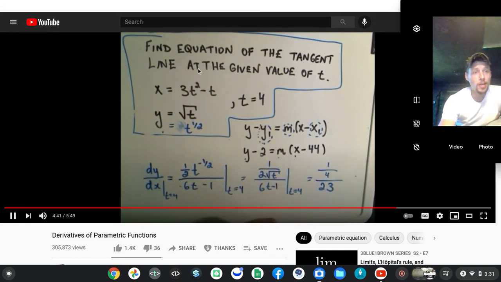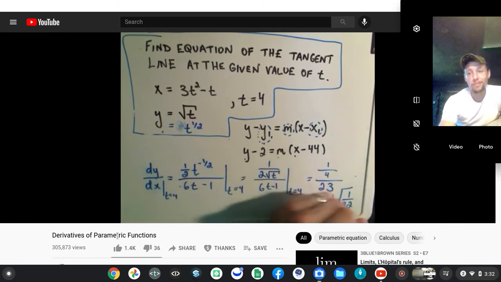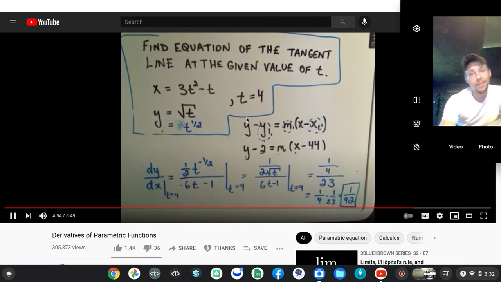If you simplify this down, we get 1 over 4 times 1 over 23. What is that going to be? I think 1 over 92 is what I got real quick in my head.